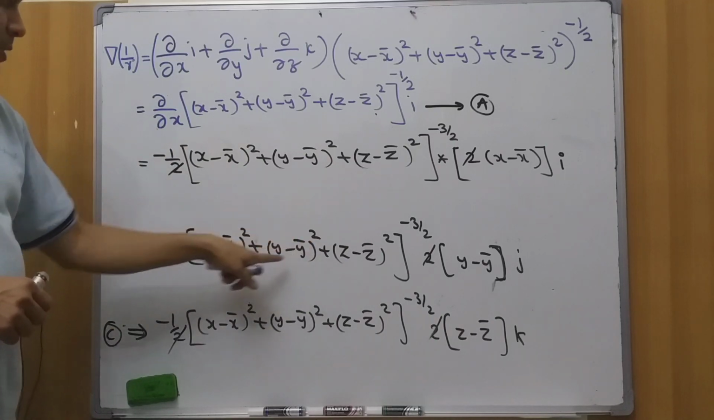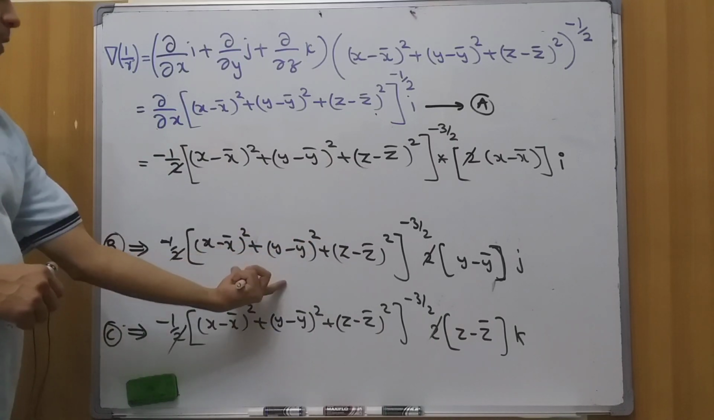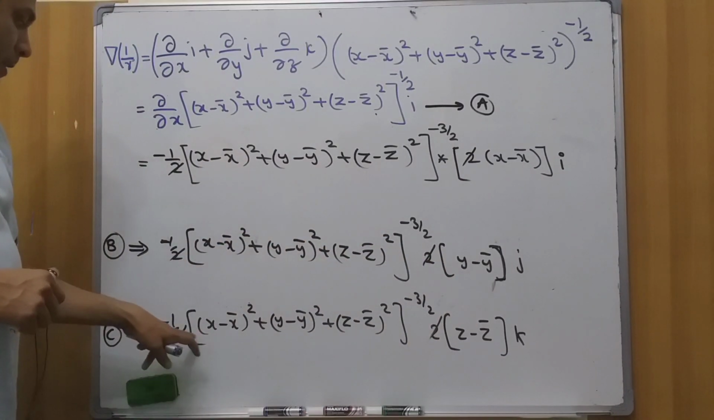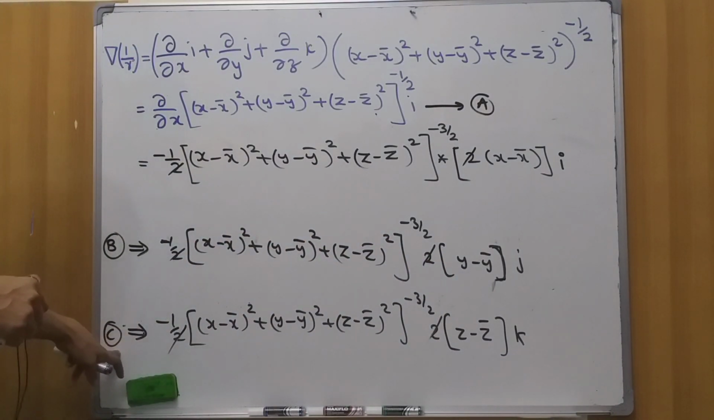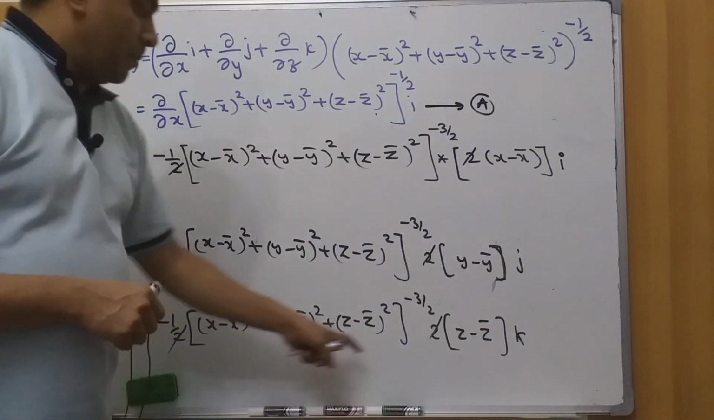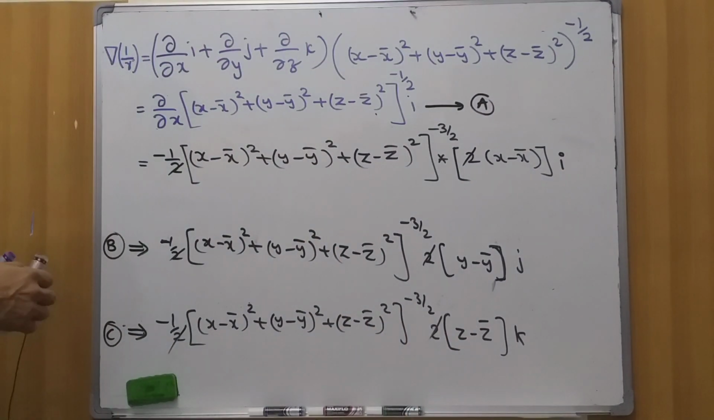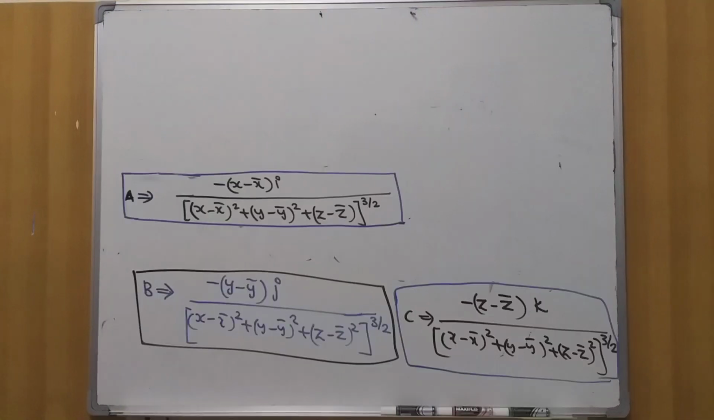We will have this equation, because the first term is going to be the same. The second term will have y minus y bar, and for the third case, the part where we are going to differentiate with respect to z, the first term is going to be the same, but the second term is going to be z minus z bar. This can be further simplified as follows. So we will have the following term.